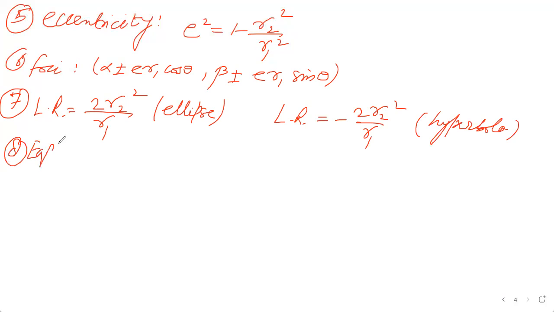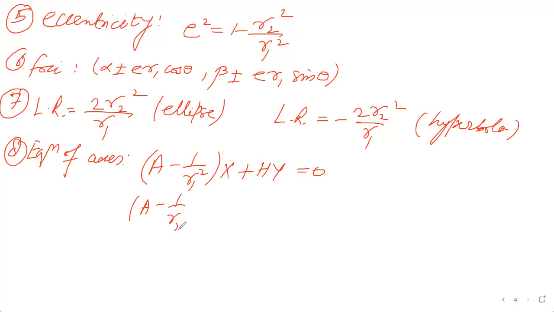इक्वेशन ऑफ एक्सिस. A minus 1 by R1 square x plus hy is equal to 0 and A minus 1 by R2 square x plus hy is equal to 0. ठीक है, these are the axes. This is your major axis, this is your minor axis. सर ये बीटा प्लस ई R1 हो R2 होगा? ये R1 नहीं square ऊपर फूक गई. हाँ, अल्फा प्लस माइनस ई R1 बीटा प्लस माइनस ई R1 साइन थीटा.